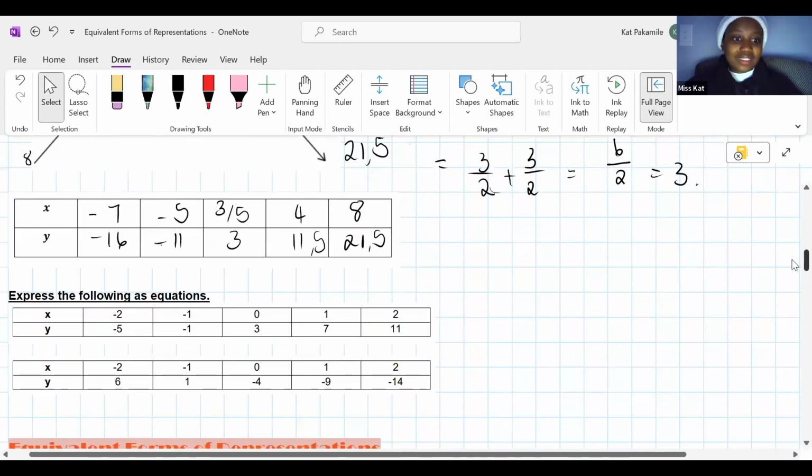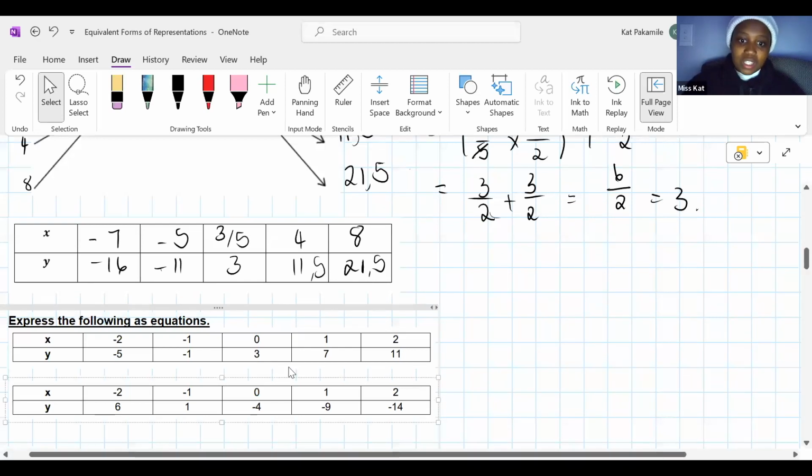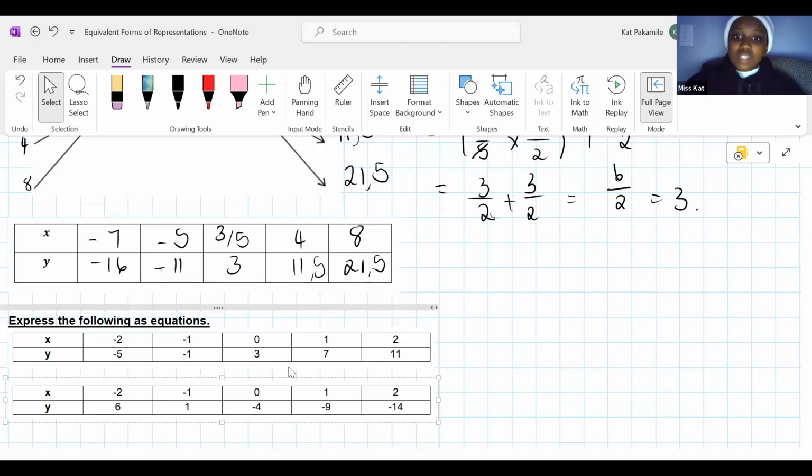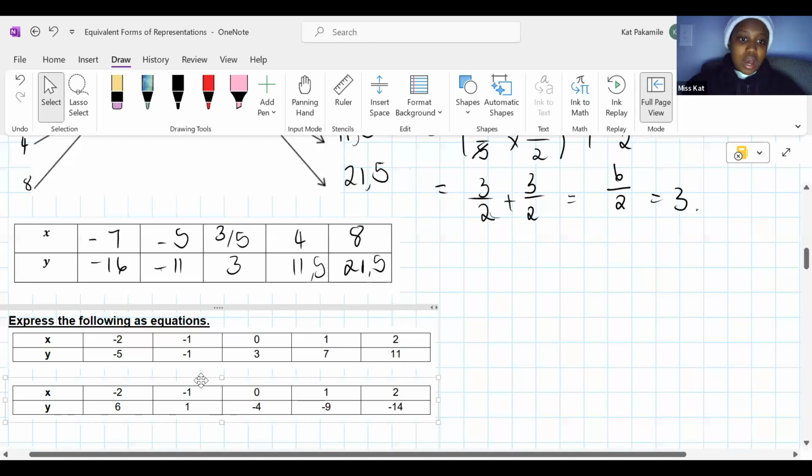Now we're going another direction. We are given tables and we want to express these as equations. Obviously, we want the relationship between the input and output. How are we going to do this, guys? Who has an idea?